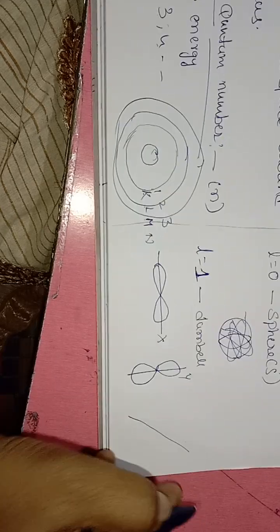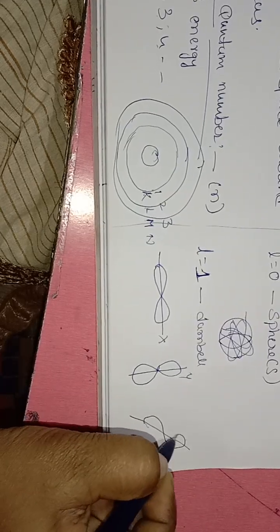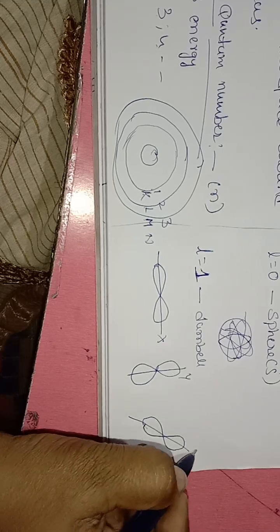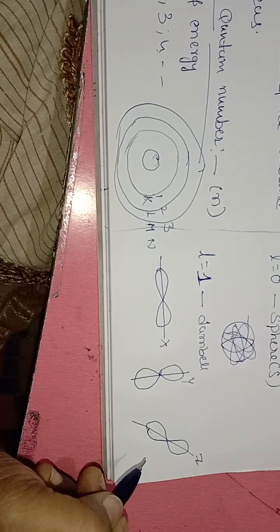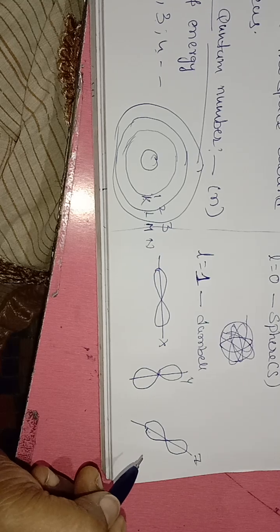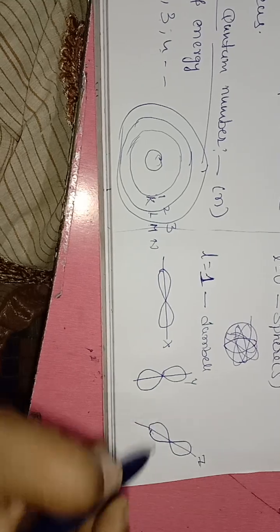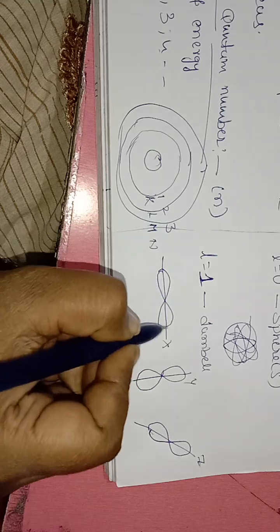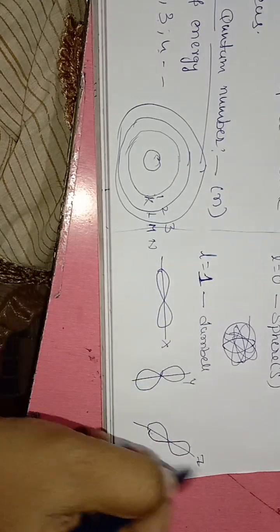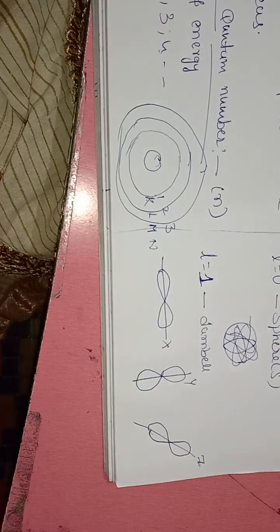Then we have one more shape, the dumbbell shape on Z. So in this 3-axis dumbbell shape we will find it generally. The electron may revolve in the dumbbell shape on the x-axis, y-axis or z-axis.